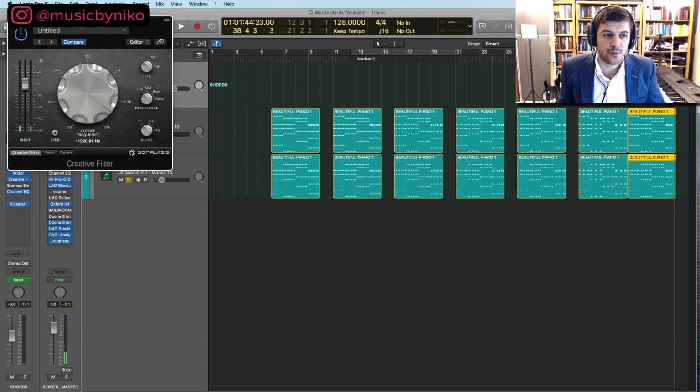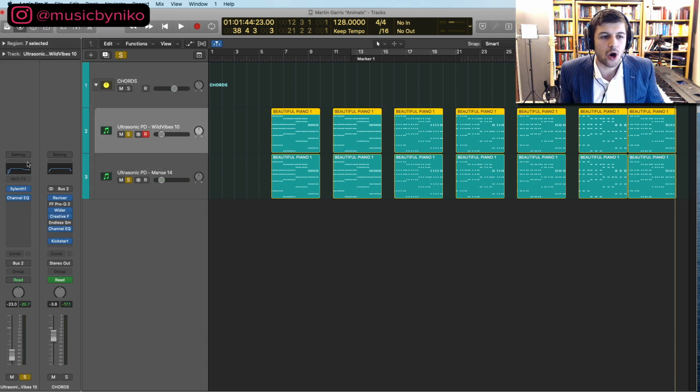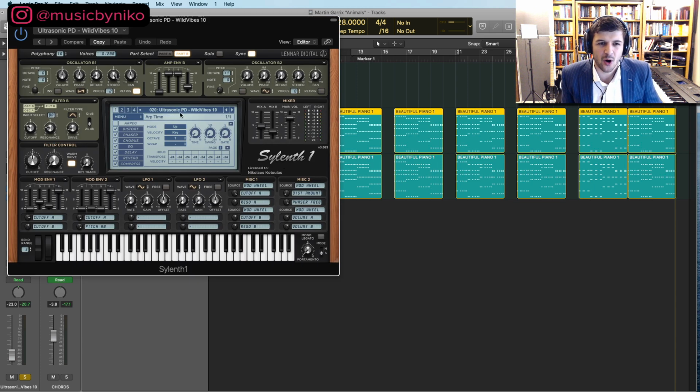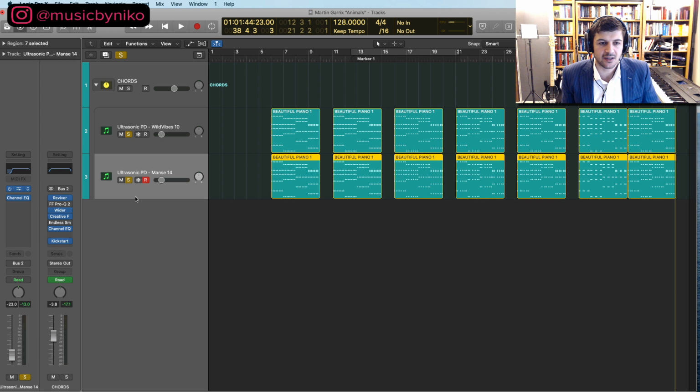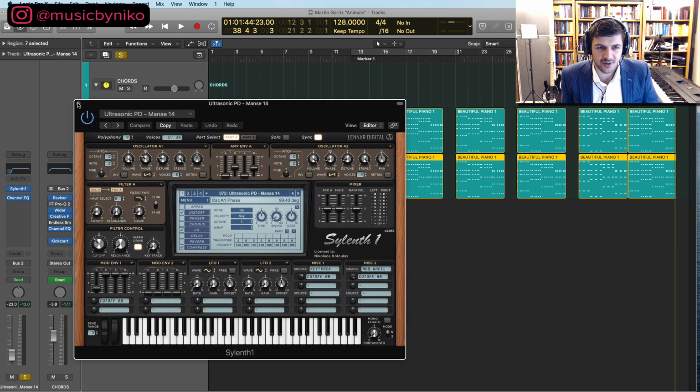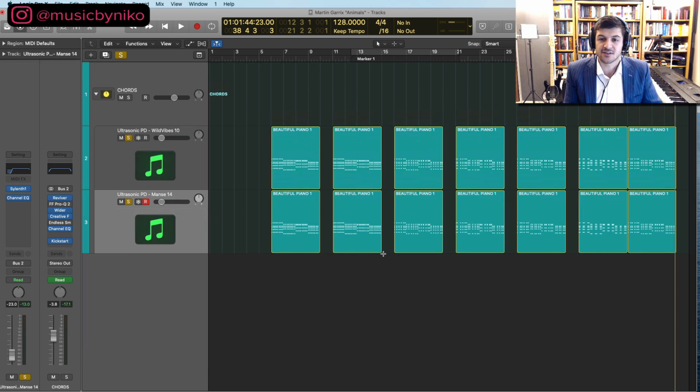And just so you guys know, the presets that I'm using behind this are Ultrasonic presets from a Martin Garrix pack, I believe. That's Wild Vibes. And then this one is Ultrasonic Pad Manze 14. Love Ultrasonic sounds. They're really great. I use them in a lot of my music.